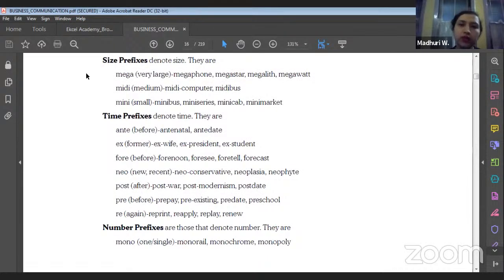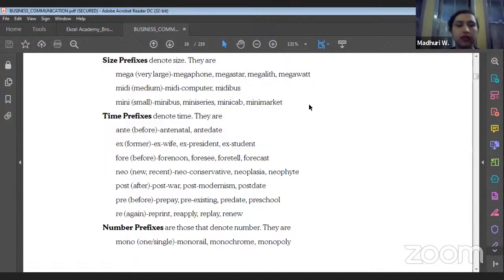Sometimes we also have size prefixes like mega, midi, mini, right? Mega is very large, like a megaphone, a mega star, somebody who's a huge star. Midi is something that is medium, like a midi bus, a midi computer, a medium-sized one. Mini is small, like a minibus, a tiny bus, mini cab, mini market, mini series that we see sometimes on Netflix and Prime. They have just 2, 3, 4 episodes, right?